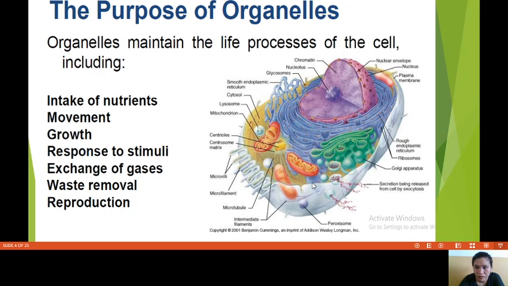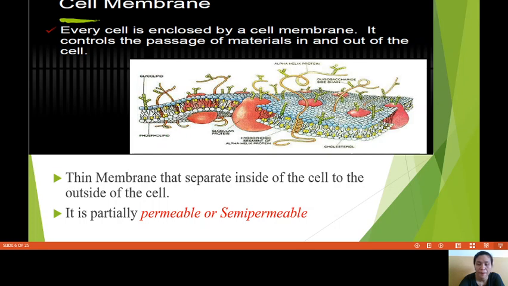This thin sheet is your so-called cell membrane. This one that covers the cell, the thin sheet. It's light blue. See, it covers the cell. That is your cell membrane. But if you enlarge it, it will look like this. So they have phospholipids.